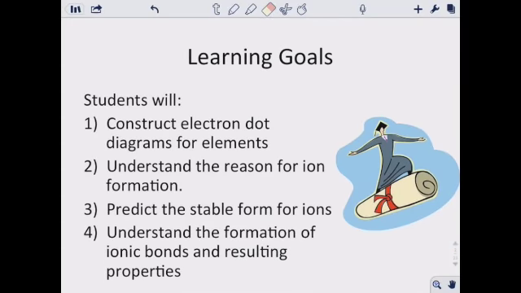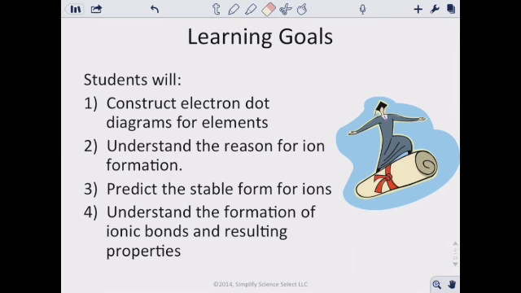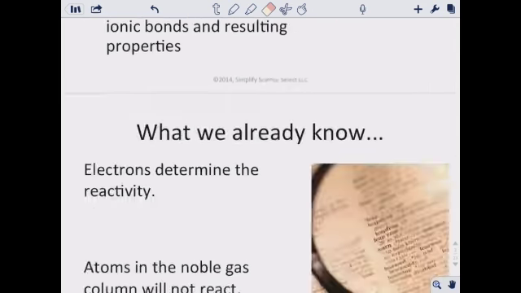Our learning goals for this lecture: students will construct electron dot diagrams for elements, consider the reasons for ion formation, predict the stable form for ions, and understand the formation of ionic bonds and the resulting properties. So essentially we're going to look at the valence electrons and how they affect bonding, and specifically how they affect ionic bonding.